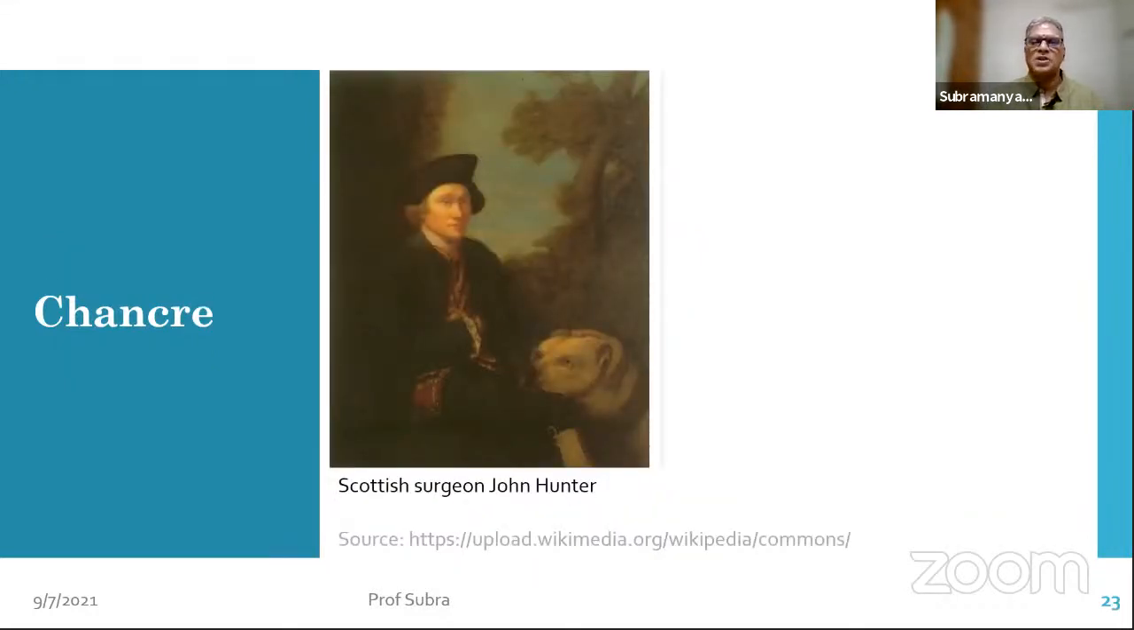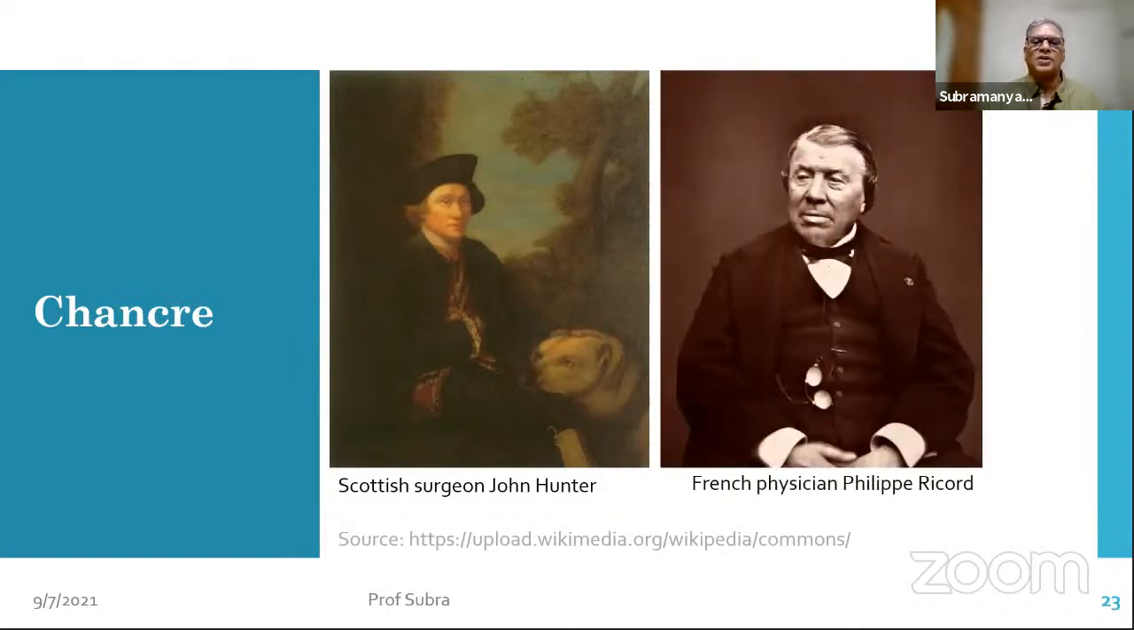Two individuals are responsible for this word. One is John Hunter, the other is Philip Ricord. So that's why it's sometimes called Hunterian chancre or Ricord's chancre. In case of Scottish surgeon John Hunter, apparently he inoculated himself with the infection. He was working on patients with gonorrhea, so he said, "I will inoculate the organism and then I'll see what will happen."